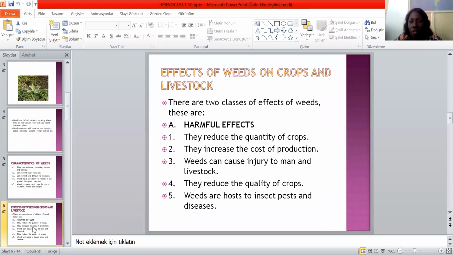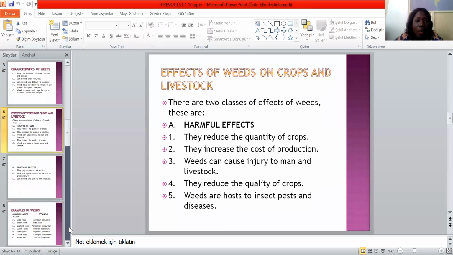Effects, they are in 2 classes, the harmful effect and the beneficial effect. Harmful effect, they reduce the quantity of crops, they reduce the quality as well. They make crops look unhealthy, unattractive in the market after being harvested. Then some of them cause injury to man and to livestock. Then the last point is that they serve as host, that is, they harbor insect pests and diseases.